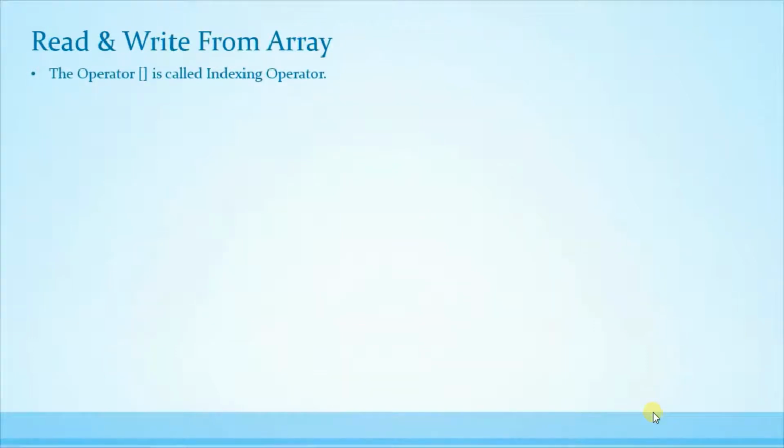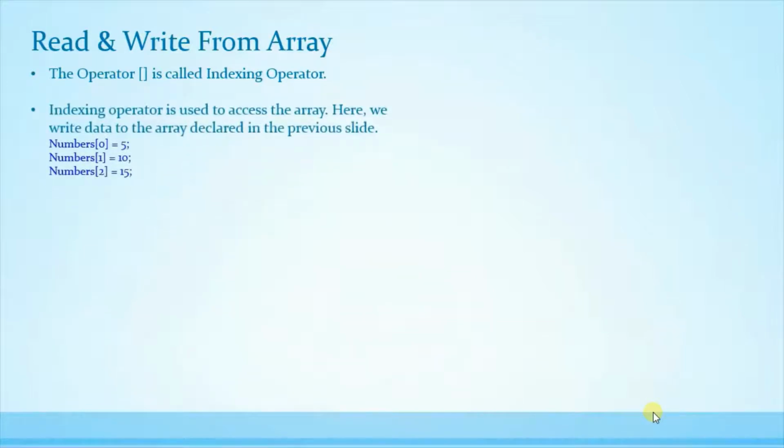So the operator open and close bracket is called an indexing operator. Based on this indexing operator, we can retrieve an element from a particular slot in an array. In the below example, we are accessing the array numbers based on the index 0, 1, 2.